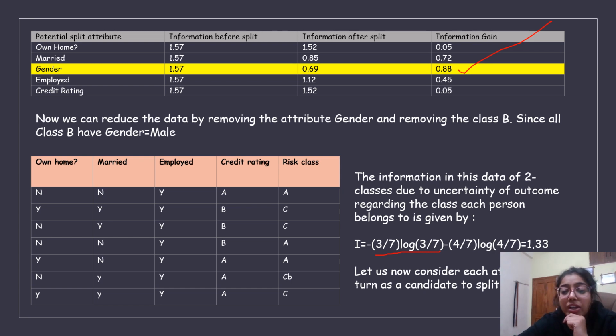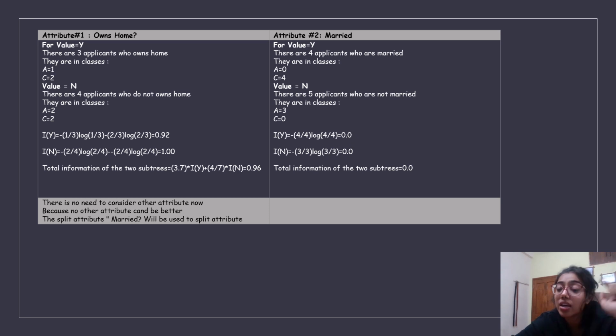Okay, gender is removed. Now again we do all this process for owns home, where we have removed B, so we have only A and C. Calculating for A and C, we get 0.92 and 1. For married, we calculate and we get 0 and 0. The total information for home is 0.96 and for this is 0. There is no need to consider other attributes now, because no other attribute could be better. The attribute married will be used to split.